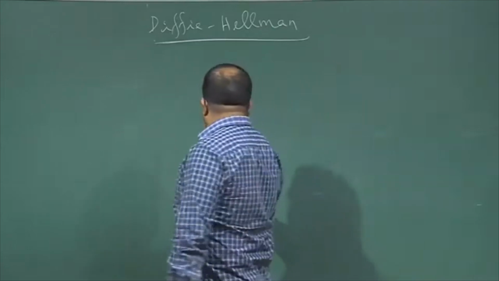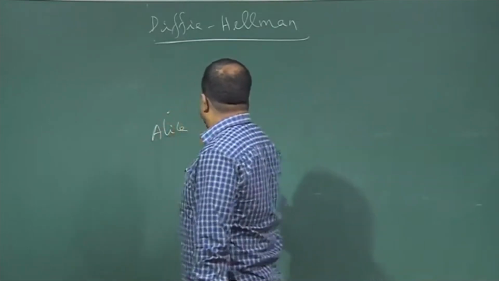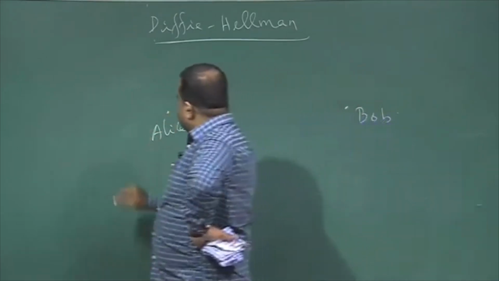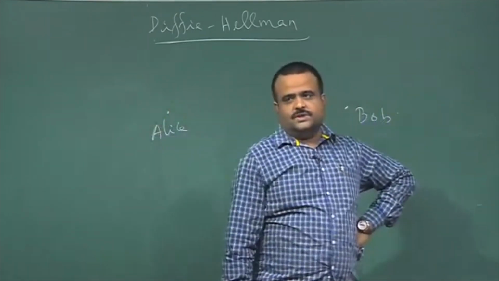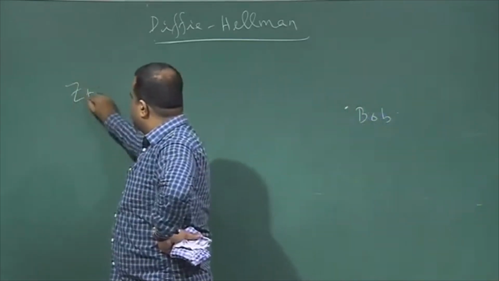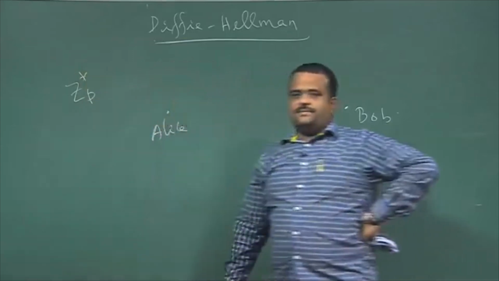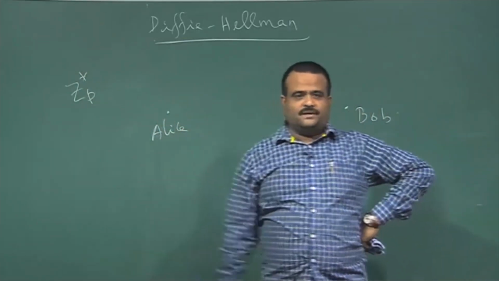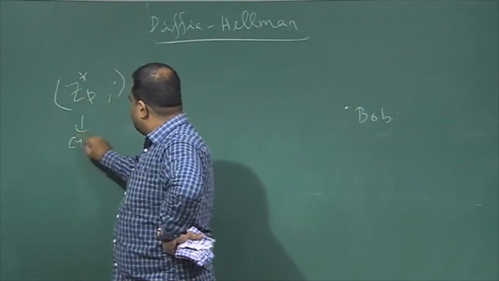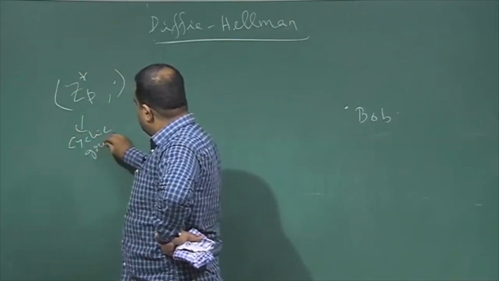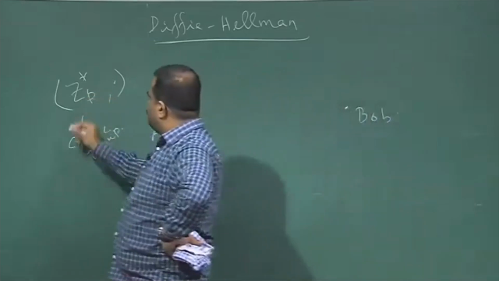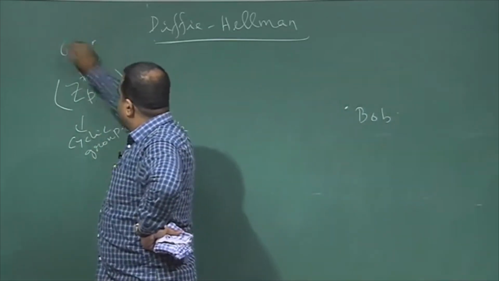For the Diffie-Hellman key exchange protocol, we have two parties, Alice and Bob. They choose a group G, which is usually taken as a multiplicative group. If p is a prime, we can take Z_p star, which is usually chosen in the multiplicative sense, because Z_p star is a cyclic group. Not only Z_p star, we can take any group G, and this is in the multiplicative sense.